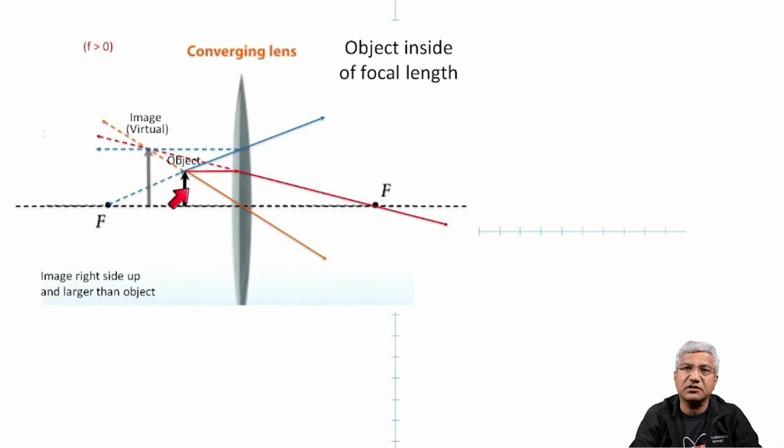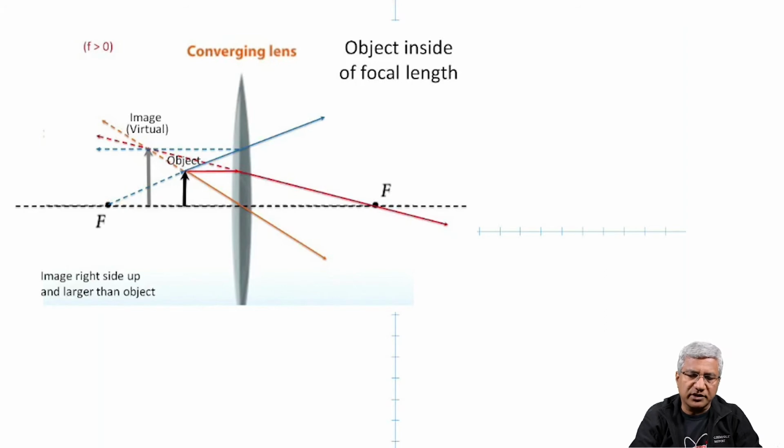See, now the object is here. It's inside the focus, much closer to the convex lens. Now you're going to get a virtual image. So a convex lens can produce both real and virtual images depending on the position of the object. And you know the positions now.